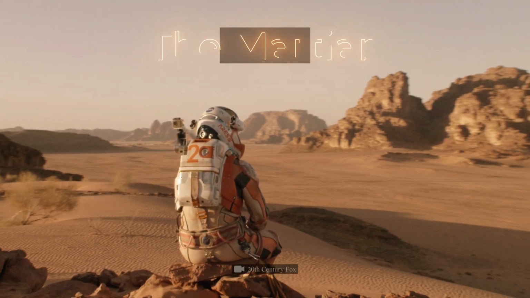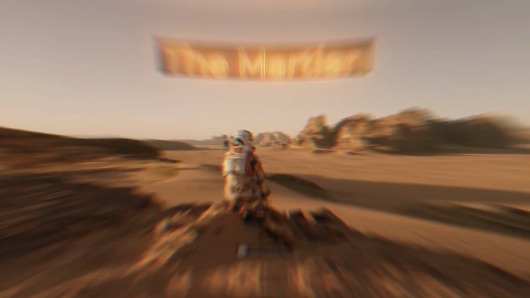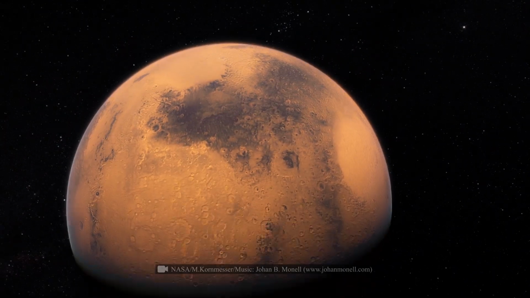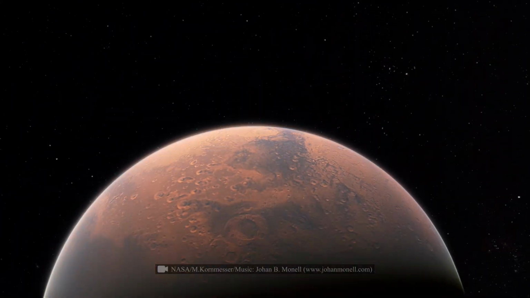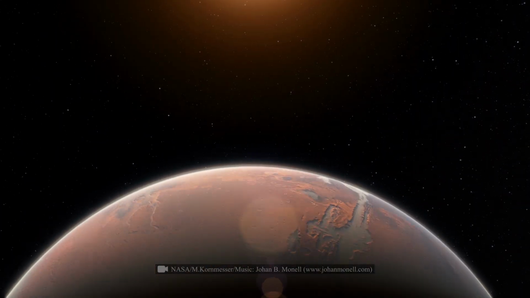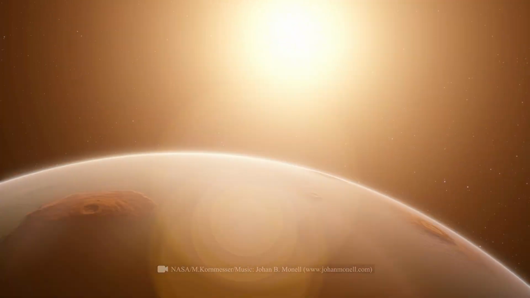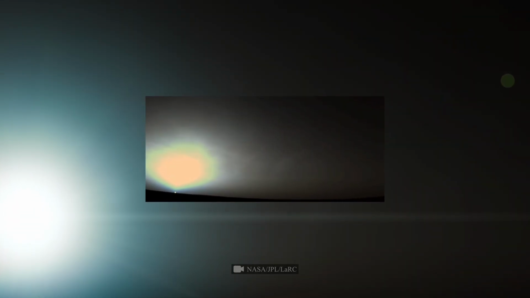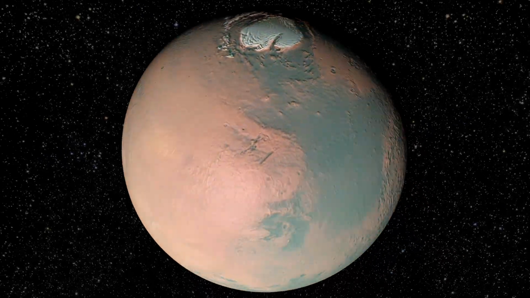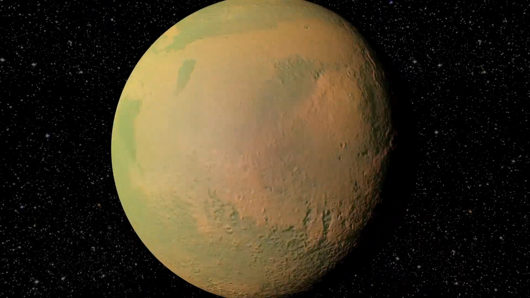Remember that footage from the film The Martian? That's very close to reality. But the sunset and dawn rays slightly change the surrounding palette. Yes, just as it happens on Earth, but in a different gamut. The atmosphere of Mars has its own filters.